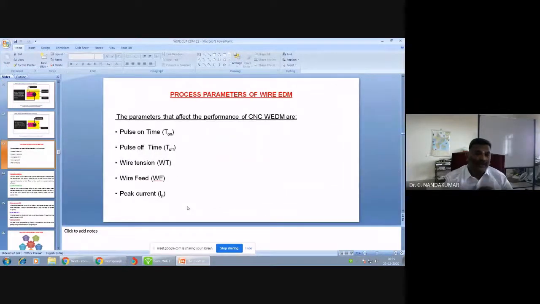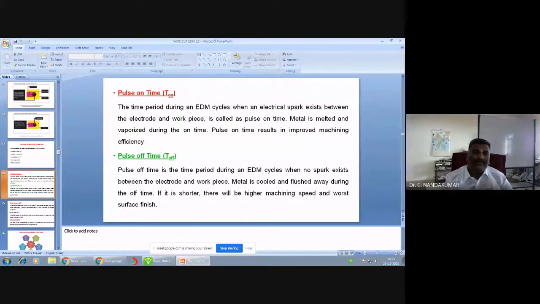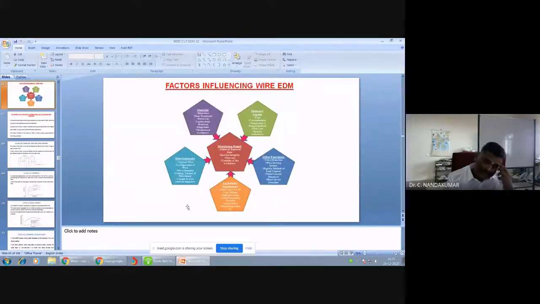Now we are entering into the major part of wire EDM, that is pulse on. These are called the parameters. We have to fix the parameters and get the optimum values for machining the components. Pulse on time has a major role, along with pulse off, wire tension, wire feed, and peak current. These are the major process parameters affecting the machining, so we have to fix them in a perfect manner to get the optimized values.